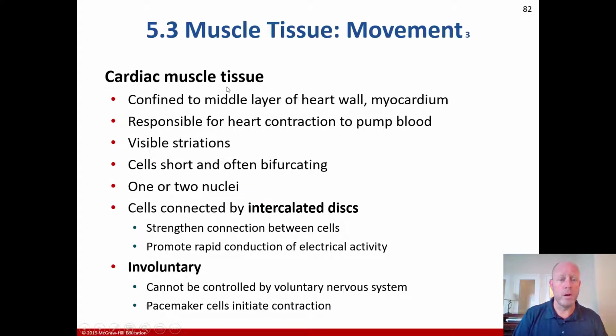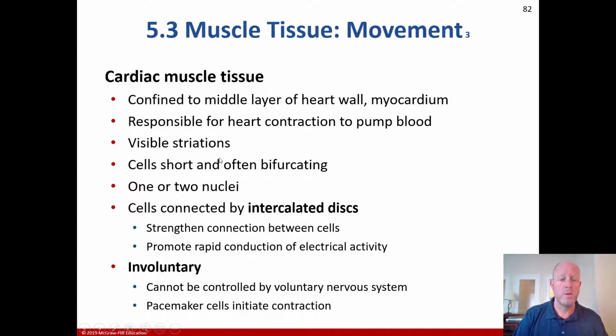And as far as cardiac muscle goes, it's confined to the middle layer of the heart wall, the myocardium, responsible for heart contraction to pump blood, right? The primary job of the heart is to pump blood, right? As we'll talk more about the heart later on, it's not that you want it to pump harder, you want to pump more blood. Just like you want to be able to produce more force from a muscle standpoint, but you don't have to work harder to do it necessarily. That said, we'll come back to those concepts in later units.